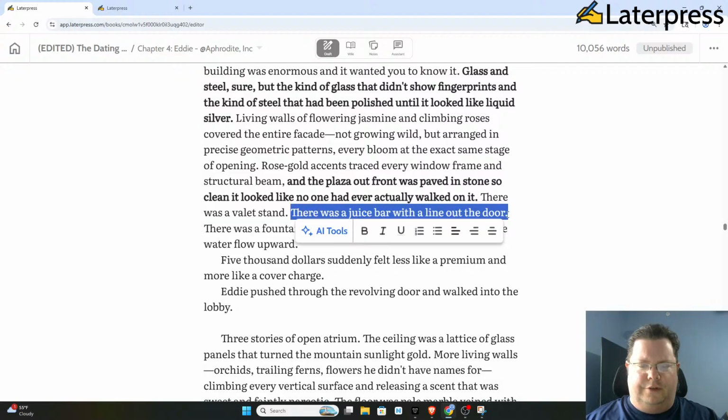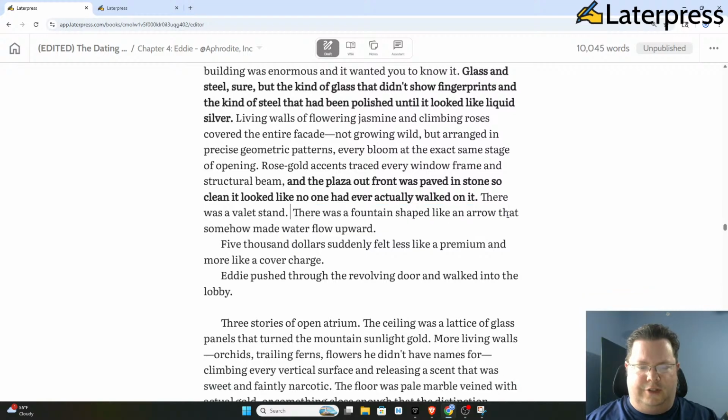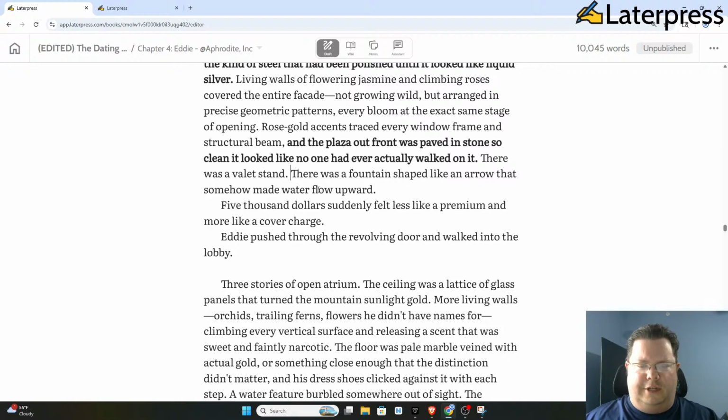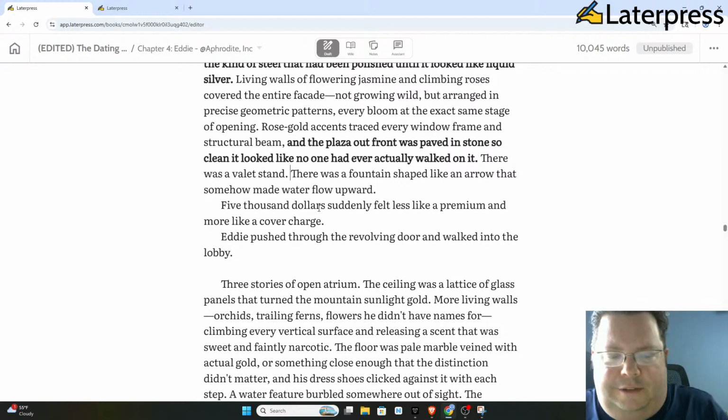And I'm going to get rid of the juice bar. Just leave the valet stand and the fountain as, again, signals of opulence.